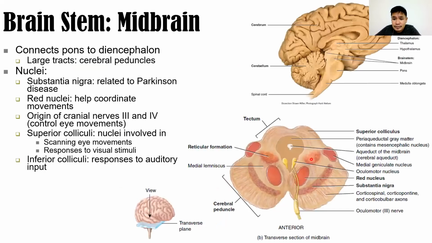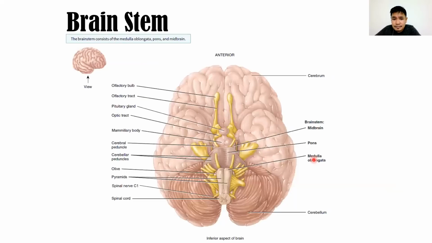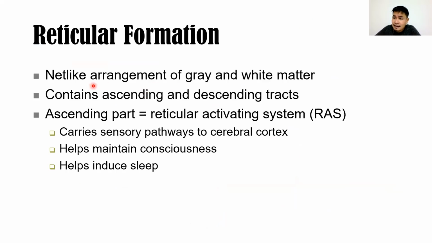Reticular formation are net-like arrangements of gray and white matter. This contains ascending and descending tracts, and the ascending part is called your reticular activating system, your RAS. The reticular activating system, ascending part, carries sensory pathways to your cerebral cortex and helps maintain consciousness and helps induce sleep also, depending on the need. Maintain consciousness and help induce sleep. RAS.